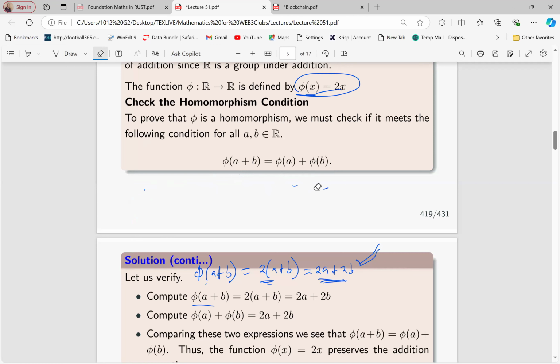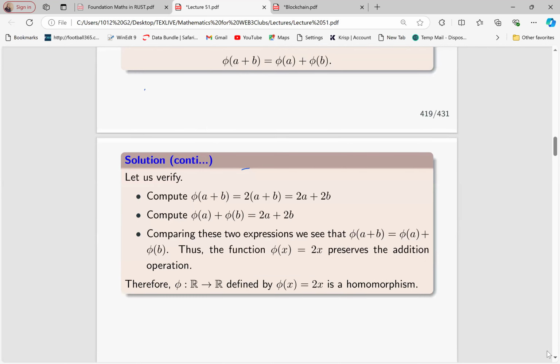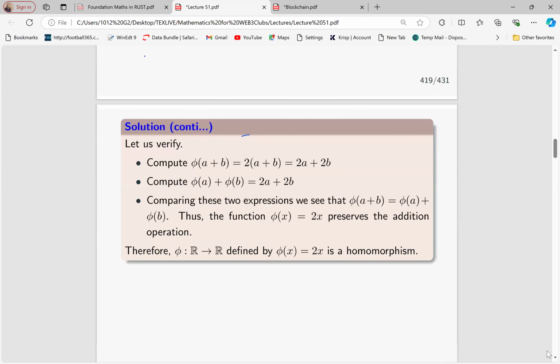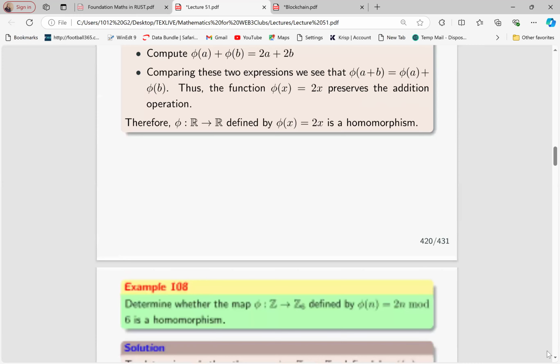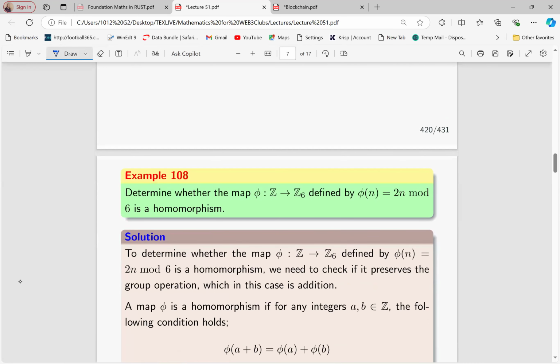I want us to know what homomorphisms are, first of all, by doing examples before we go to applications. So that means that phi is therefore a homomorphism. Let's look at another example. Determine whether this phi mapping Z to Z6 defined by this mod 6 is a homomorphism.